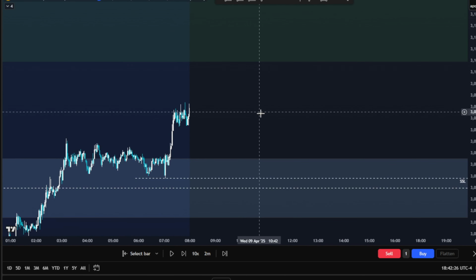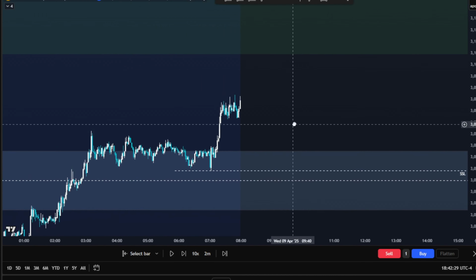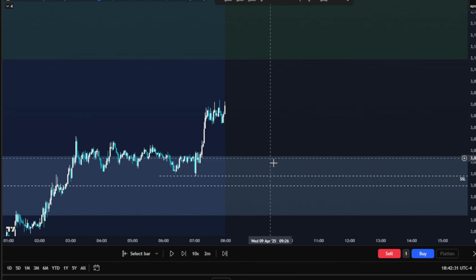So what I want to look for is most likely some sort of reaction down at the sell side liquidity, forming a liquidity sweep before I look for a change in state of delivery or market structure shift. I'll let this play out.